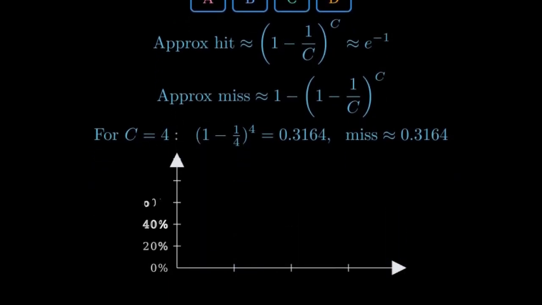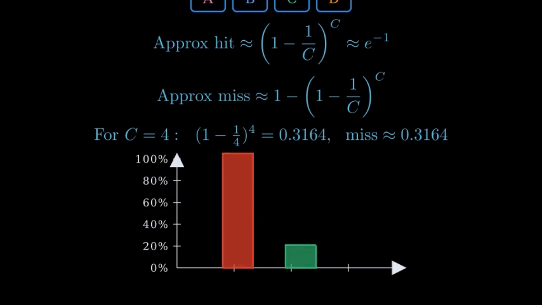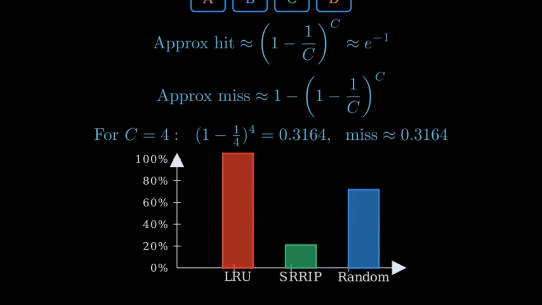Let's summarize with a bar chart of miss rates for capacity 4 and a 5-item cycle. Least recently used misses on every reference. SRRIP misses once per 5 references, which is 20%. Random misses roughly 32% by our approximation. So the winner on this thrashing workload is SRRIP, then random, then least recently used.